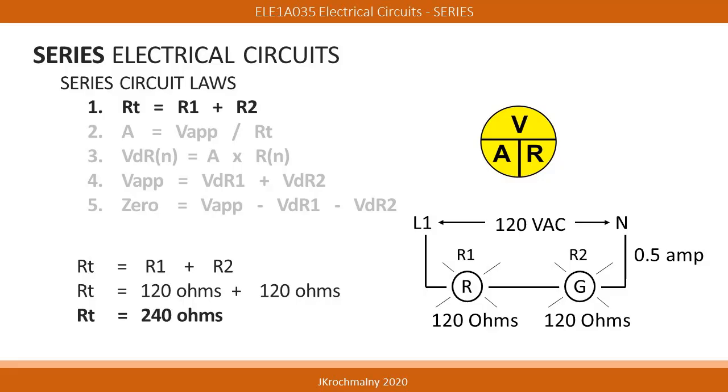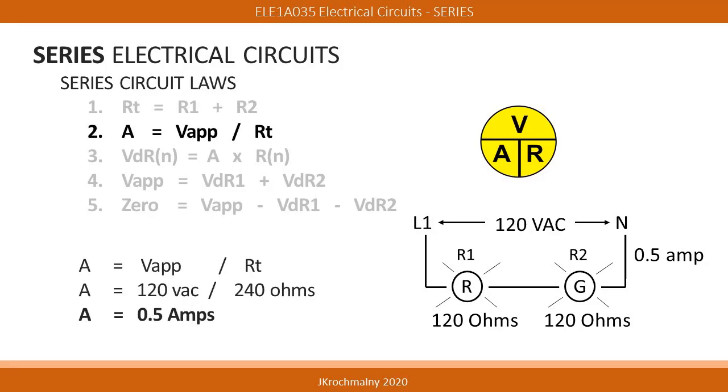The first law of series electrical circuits states that the resistance total equals the value of the first resistance plus the value of the second resistance plus the value of the third resistance, etc., etc. The more resistances that are wired in series, the more the total resistance is increased.